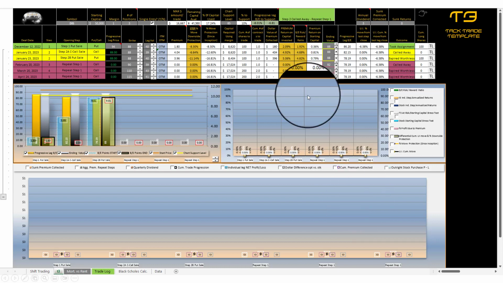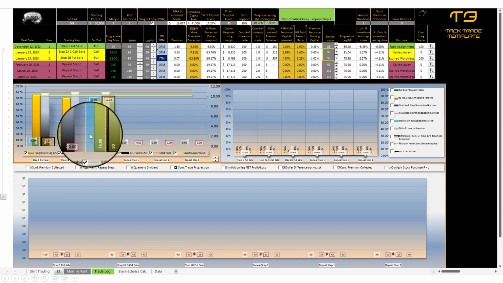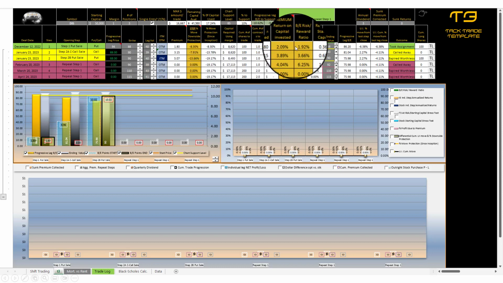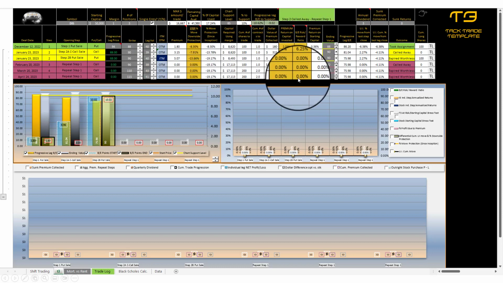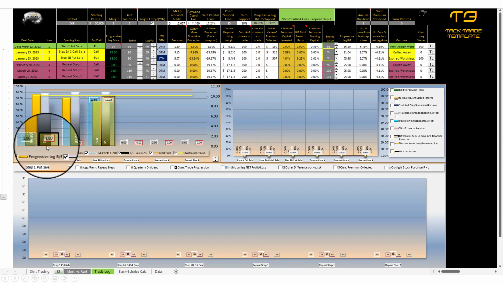As you can see, I'm going to increase the ending value from 88 to 89 up to 90, and the entire graph changes as we manipulate the ending value. It's very important to note the premiums collected are constant based on the closing price from the prior step. The changes you'll see will be in the closing price, not in the premiums collected.